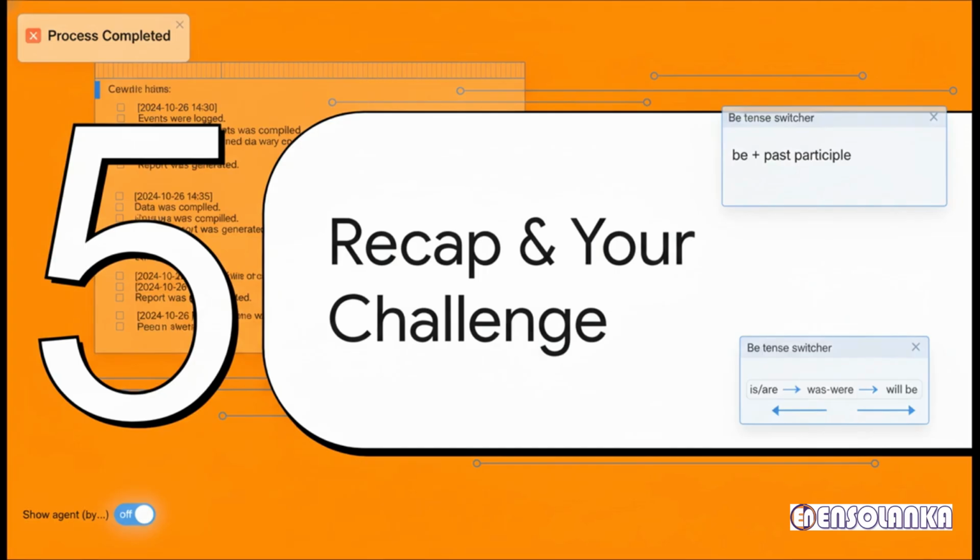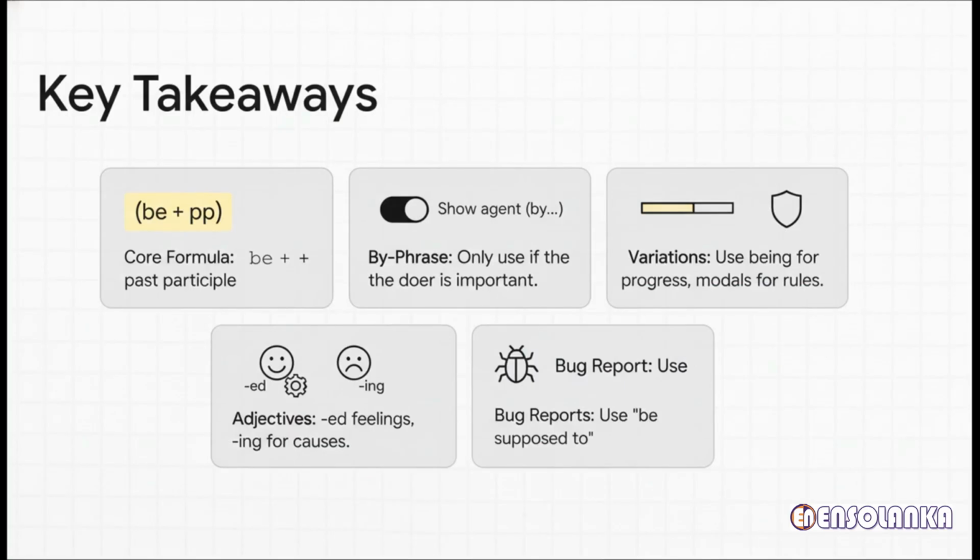Wow, we've covered a lot of ground. So let's do a super quick recap, and then I'm going to leave you with a challenge to put all of this into practice. So to wrap it all up, the core formula is be plus the past participle. Simple. Only use the by phrase when the doer is really important. Use being for actions that are in progress and modals for rules. When it comes to adjectives, remember, ed is for feelings, ing is for the cause. And definitely use be supposed to for writing those perfect bug reports.